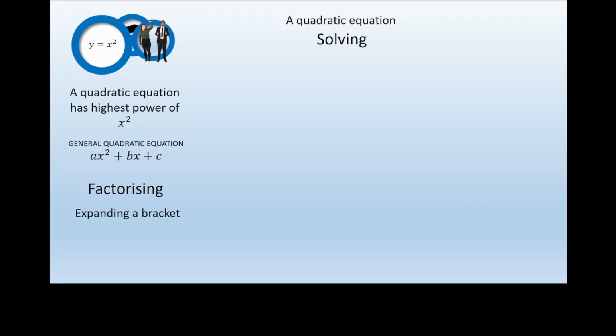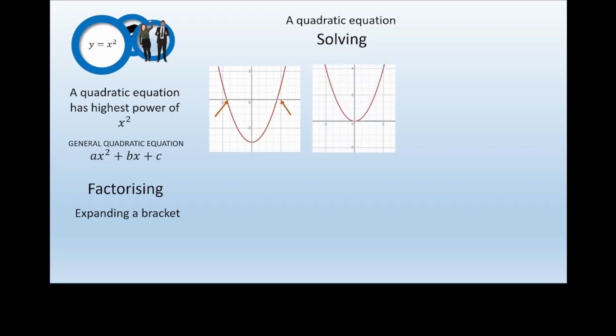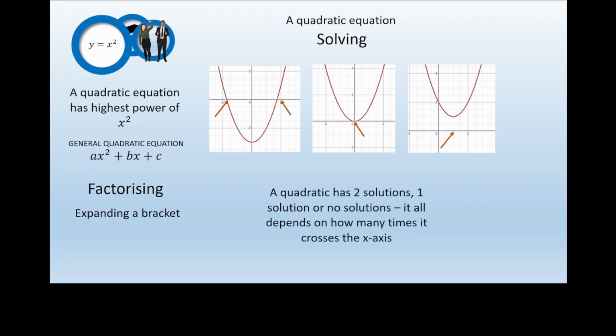So the simplest way I can show this is I've plotted three quadratics. This first quadratic crosses the x-axis in two positions. The next quadratic crosses the x-axis in one position, and my final quadratic doesn't cross the x-axis at all. That means that when we solve a quadratic, we have either two solutions, one solution, or no solution. It all depends on how many times it crosses the x-axis.